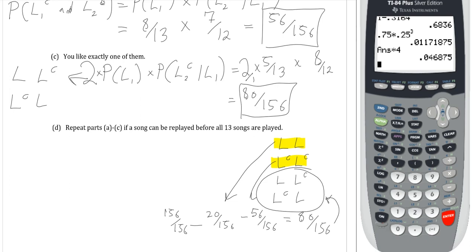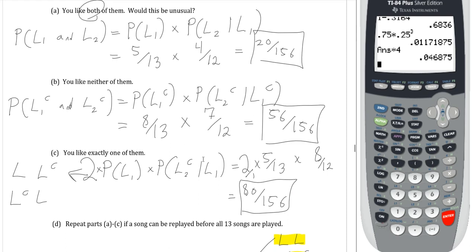Now the last part, D, or sometimes E depending on your notes, says repeat parts A through C if a song can be replayed before all 13 songs are played. Now I won't do all of them, but I will just discuss what would happen. If a song can be replayed before all 13 songs are played, what that would change would be the given parts of each of these probabilities.